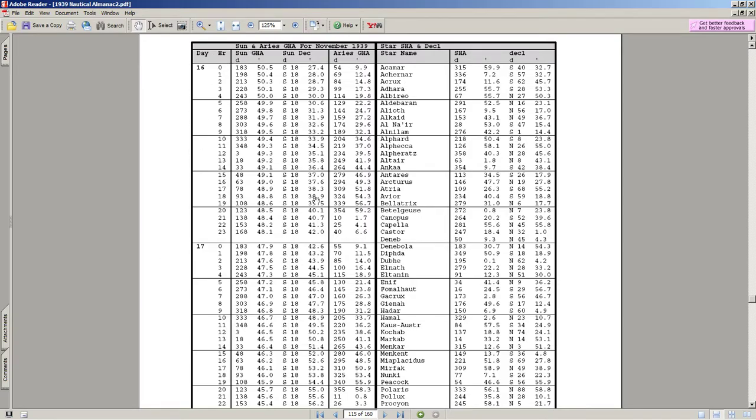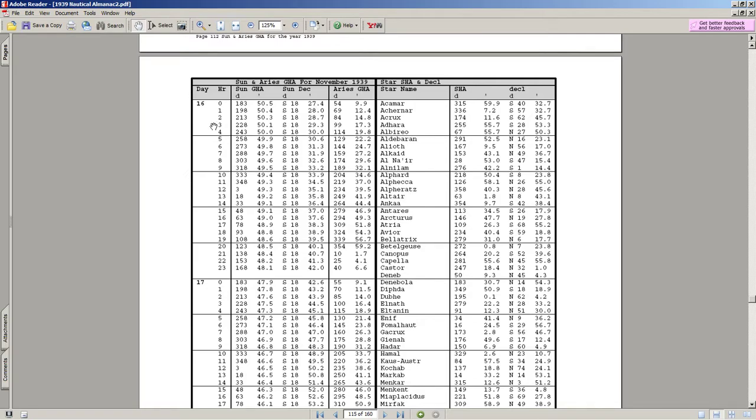So you've got obviously the days here, right? You've got the month, for November 16th, 1939. Sun and Aries GHA. GHA stands for Greenwich Hour Angle. So what you're pulling from the Nautical Almanac here is actually what's called the GP, or the geographic position of whatever body we're viewing. The geographic position is basically if you were to draw a line straight down from that star or the sun or whatever you're viewing, straight down into the Earth, that point at which that line intersects the surface of the Earth is the geographic position.